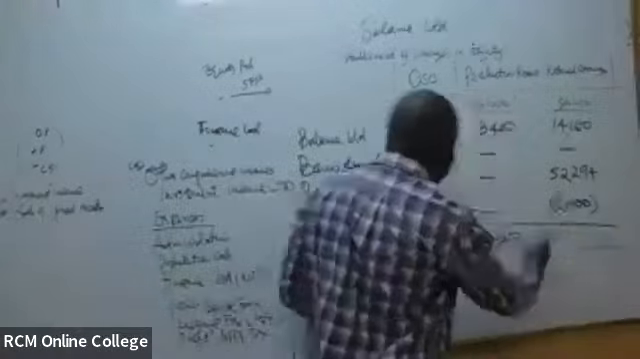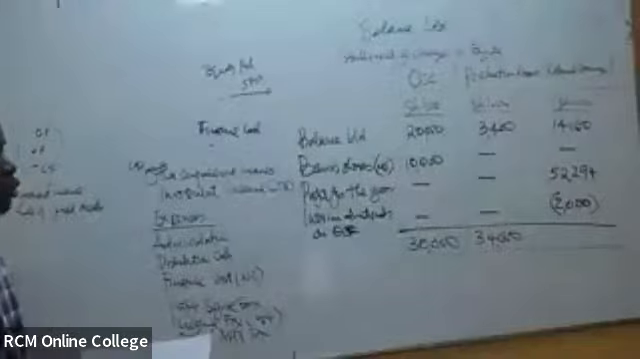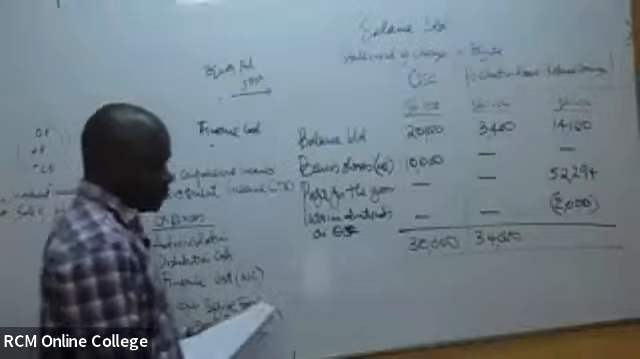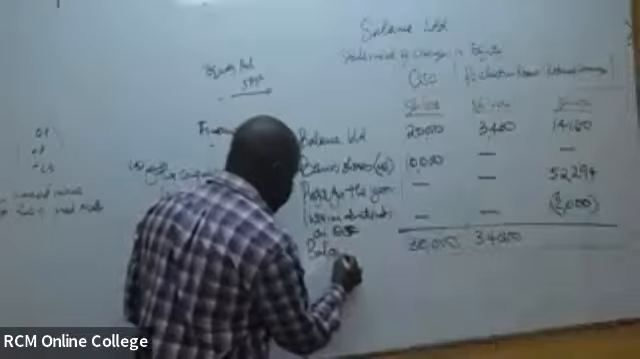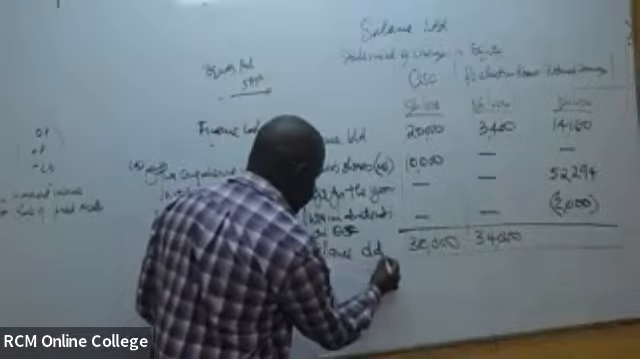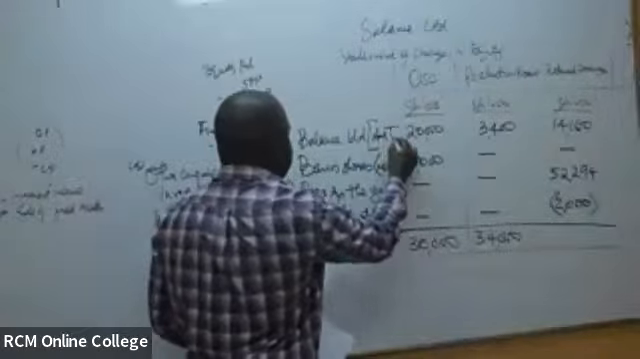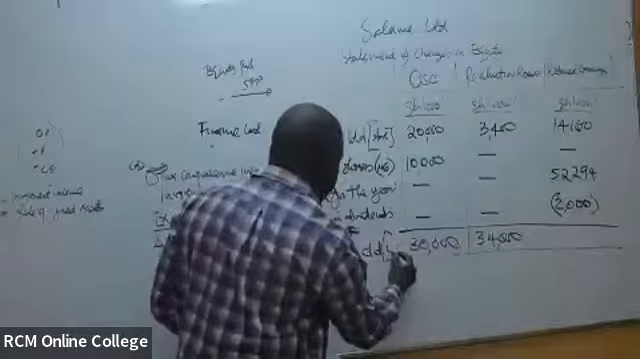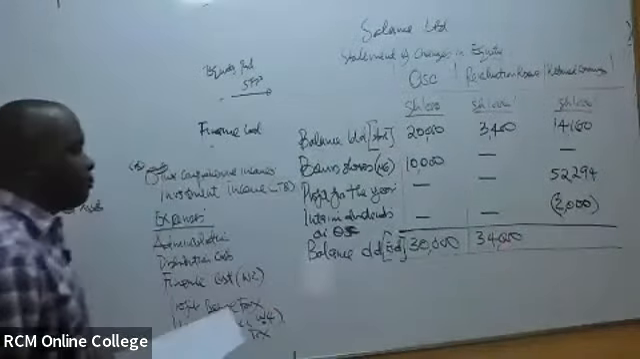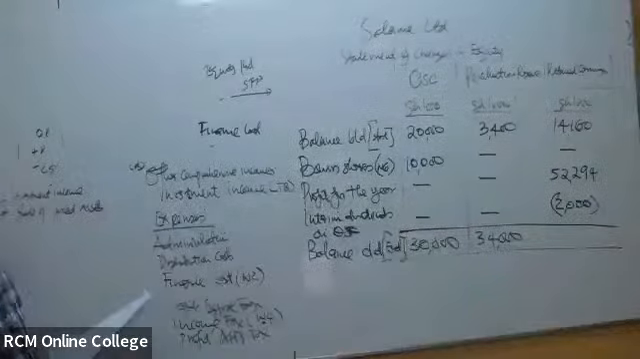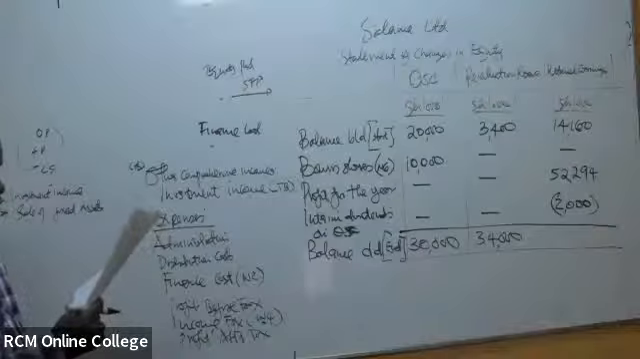Then this one, if you do the computation, what are you getting? 14,160 plus 52,294. So these are balances that are carried down at the end of the year. This one is at the start of the year. This one is at the end of the year. So 14,160. Number 7 will not affect it.